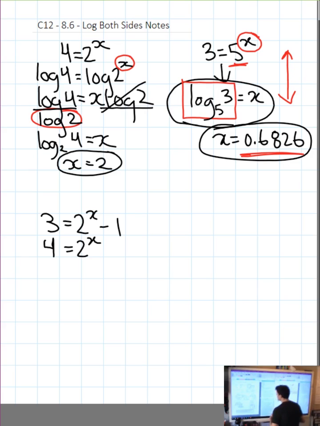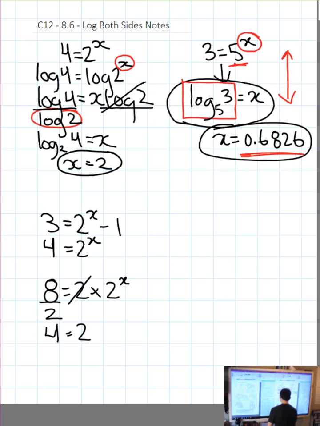Now let's take a look at if I have a multiplication. So 8 is equal to 2 times 2 to the x. Well, I can divide both sides by 2, and 4 is equal to 2 to the x again. So making sure that we do all of our algebra before we log both sides.